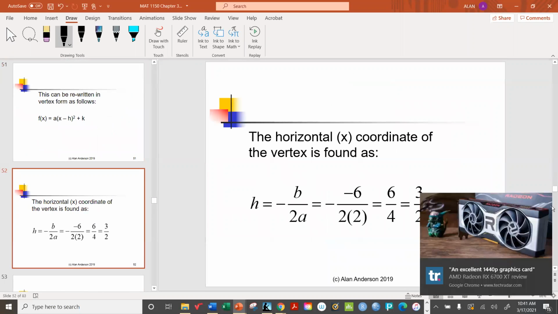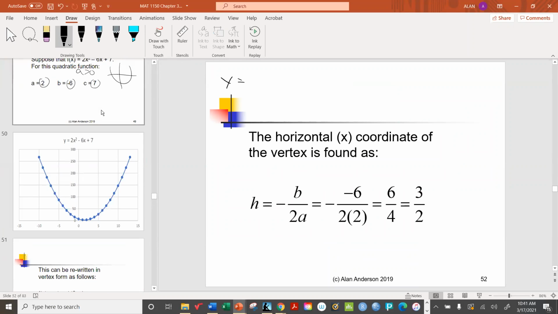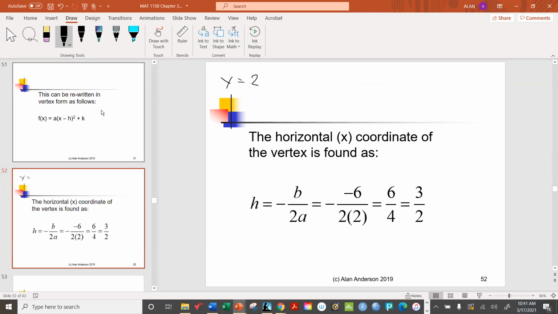We need to know, okay, let's try that again. The function is y equals 2x squared minus 6x plus 7. If you want to find the vertex, all you have to do is do it in 2 stages. h equals negative b over 2a.